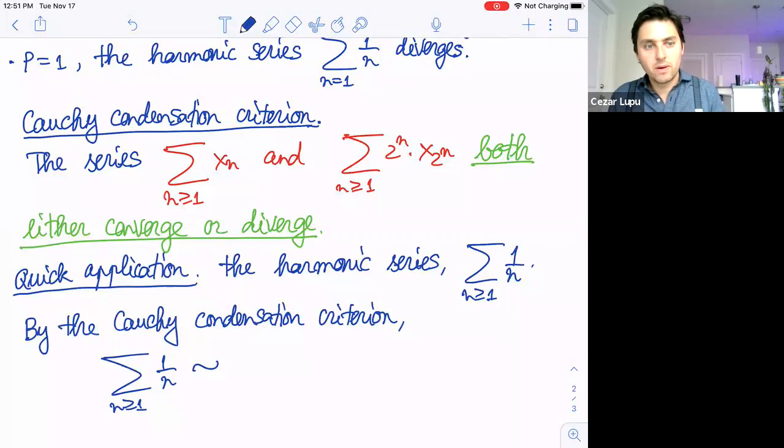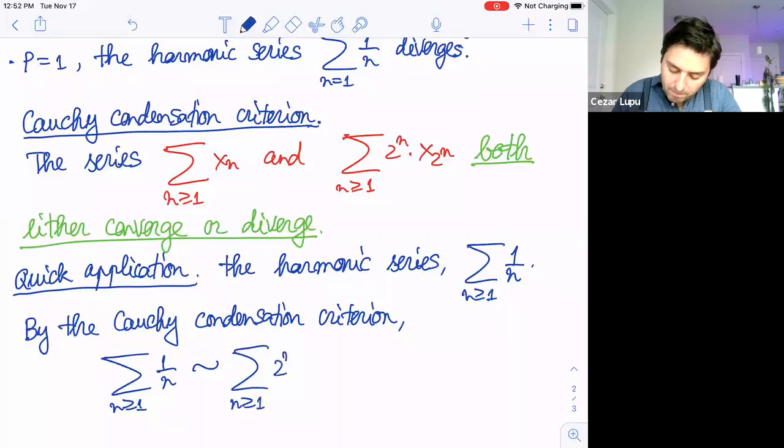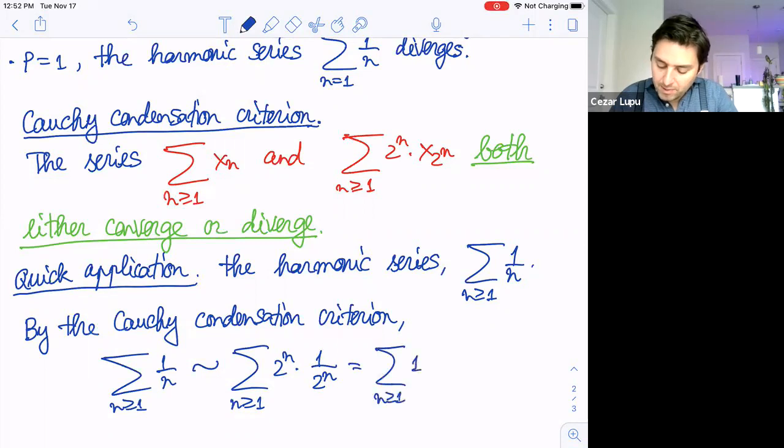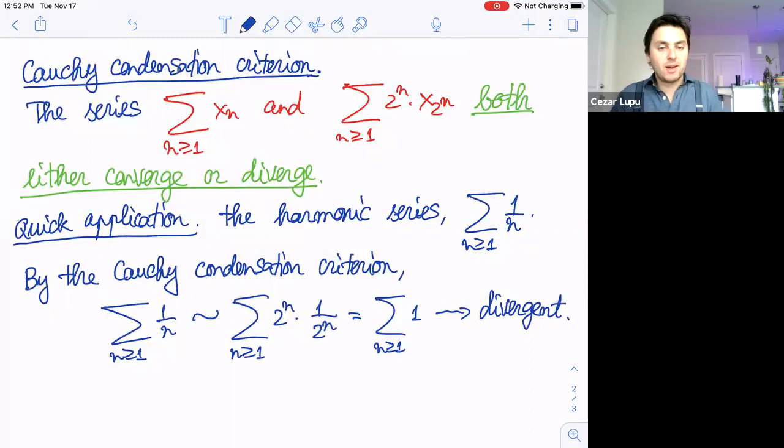You will see that I'll write this once I discuss the comparison criteria, both limit and inequality comparison. I will use this notation especially when I'm implying the limit comparison test. But anyway, this guy will be similar to this guy, 1 over 2 to the n, but this guy will be nothing else than just 1. And this is divergent. And we're done. That's it. You see, one line.